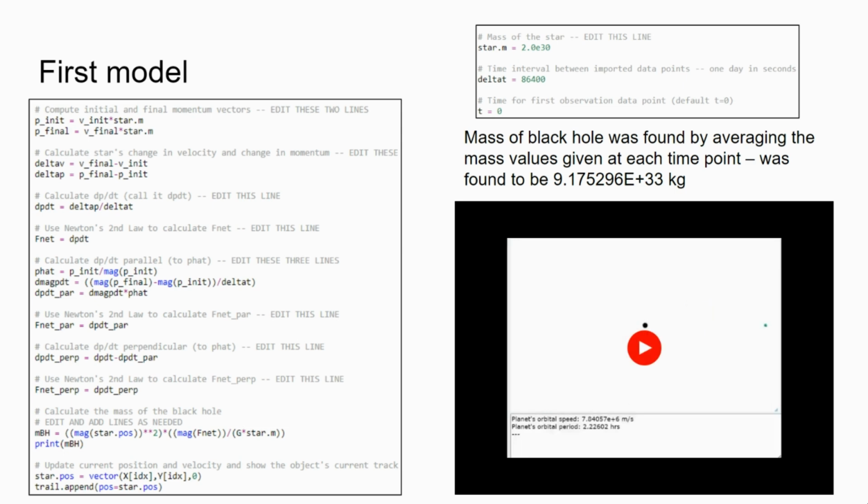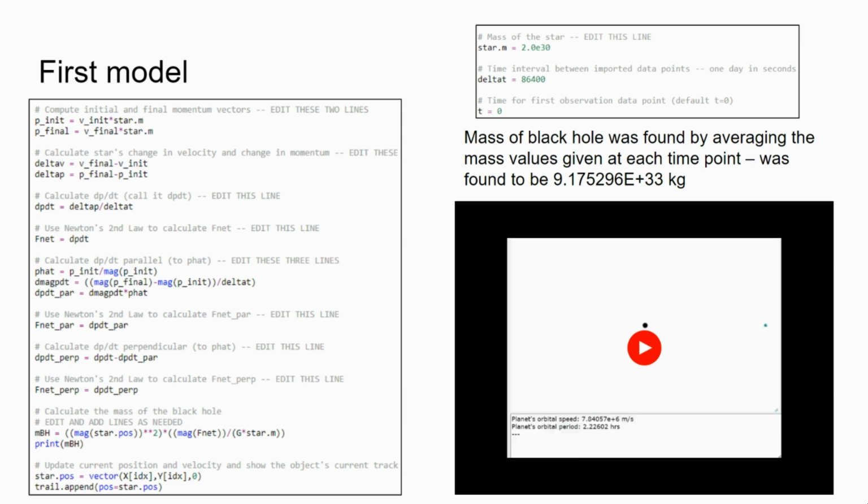To find the mass of the black hole, initial and final momentum were first calculated using velocity and mass. This, along with the given information, was used to calculate change in momentum and change in velocity. Then, change in momentum over change in time equal to net force was calculated and used to find parallel force using the formula shown earlier, which was then used along with net force to determine perpendicular force.